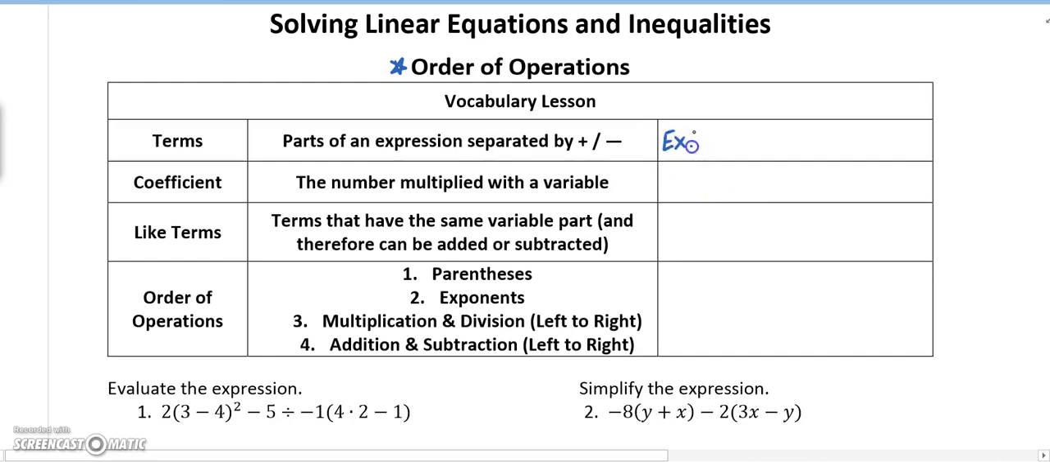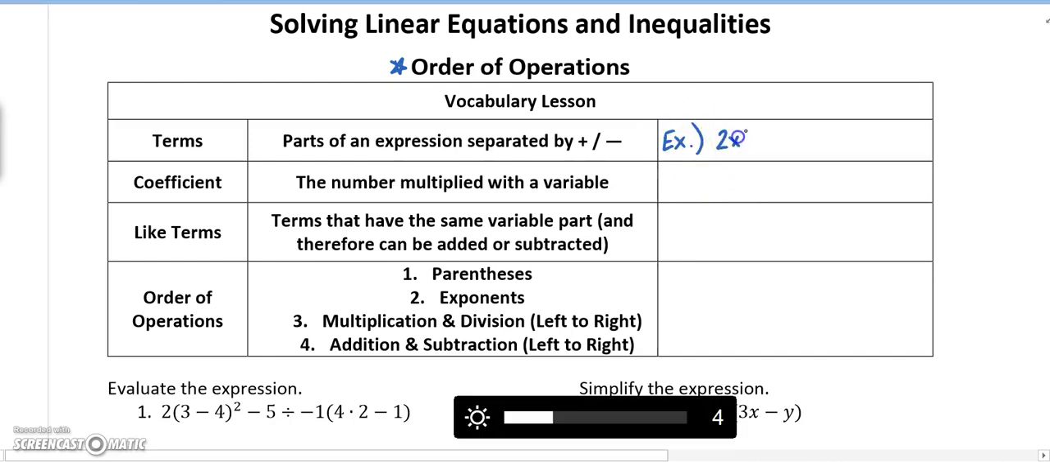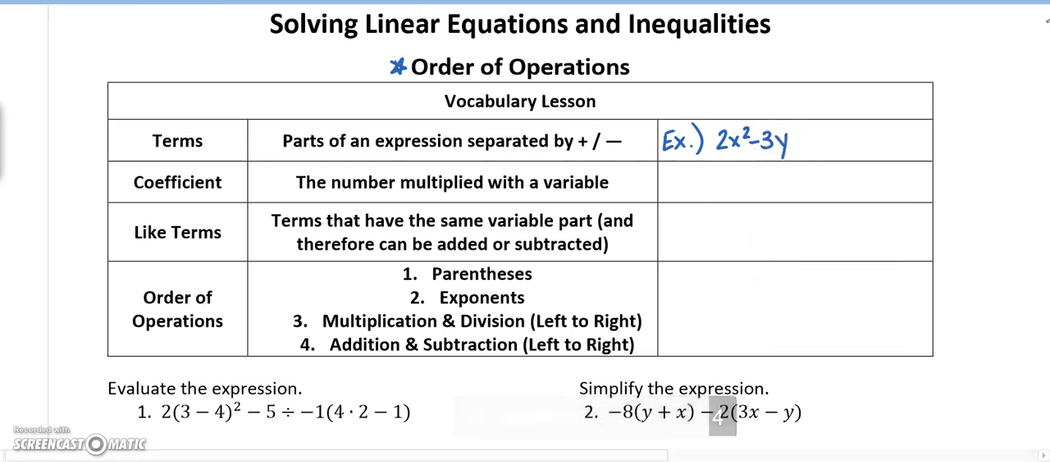So for example, if you have an expression that looks something like this, we could refer to 2x squared. That would be a term because together, there's no plus or minus within that, so that makes it its own term. Or negative 3y, that would be another term. So those are individual terms. Coefficient: the coefficient is the number that's multiplied with a variable. So for example, if I had a term of 10x in a problem, my coefficient, which I like to abbreviate, would be 10.